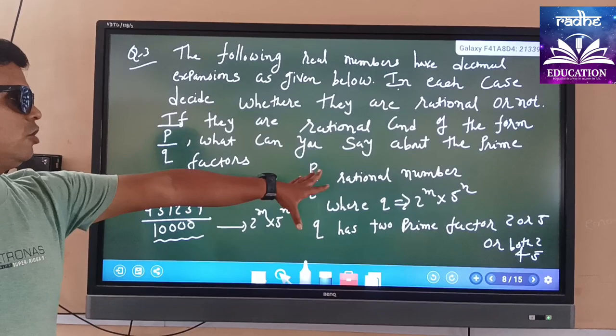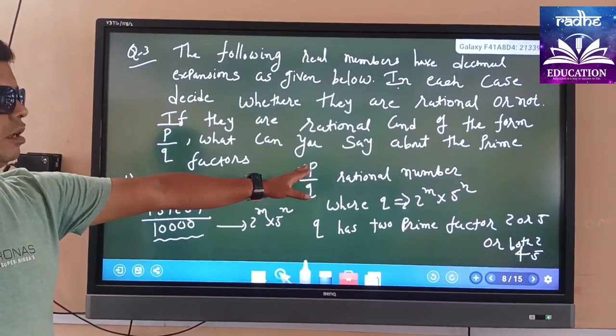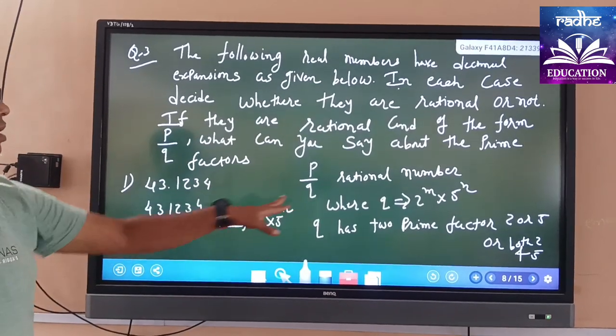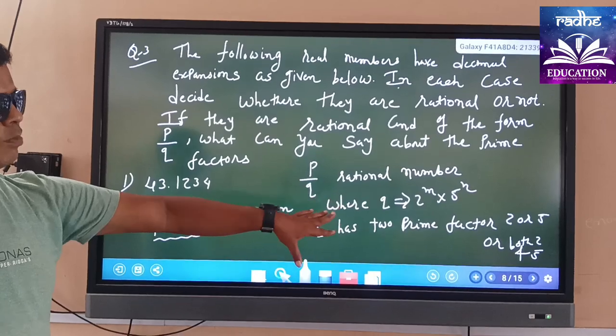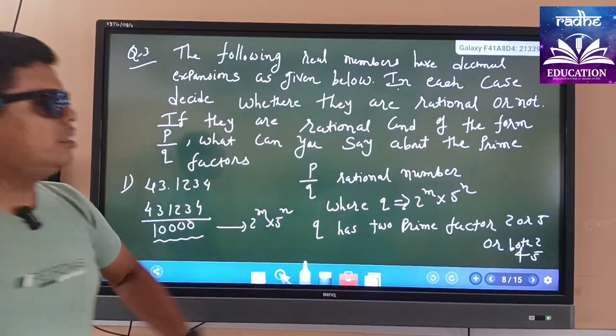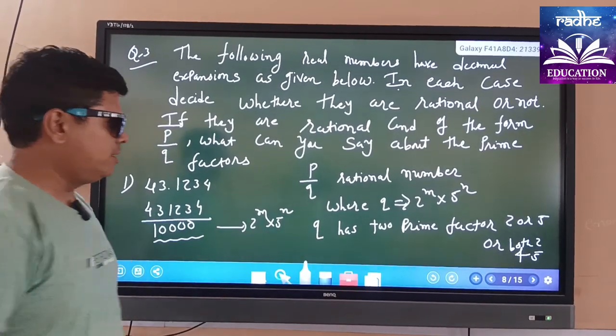Okay, p by q is a rational number because we can represent the denominator in this form, 2 raised to m into 5 raised to n. So q has prime factors 2 and 5, and m and n are non-negative numbers, so we can represent it like that.